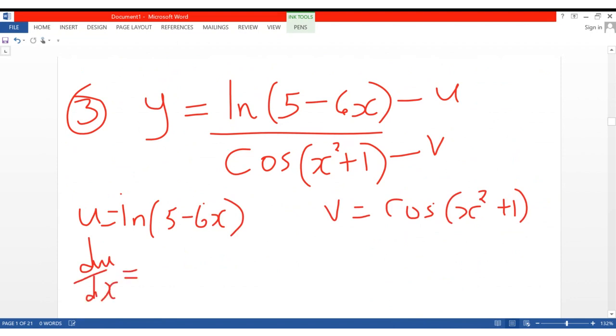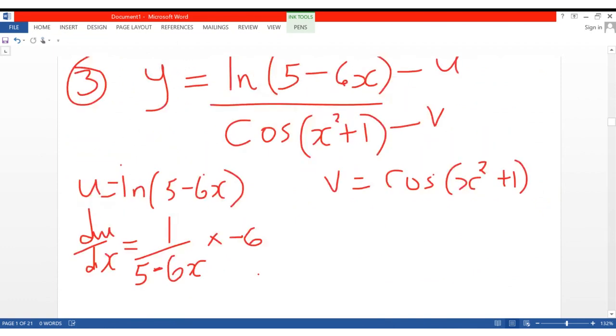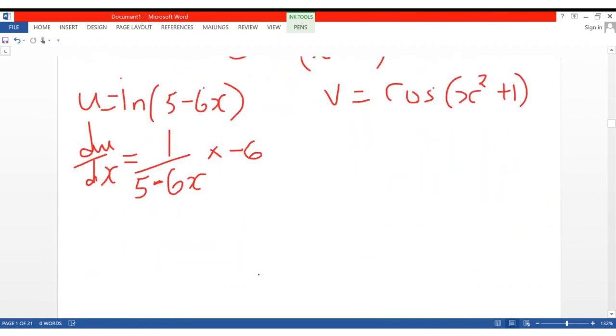When you differentiate ln x, you get 1 over x. When you differentiate ln of something, ln takes everything to the denominator, that is for sure. Very important. But you come inside the bracket now, chain rule: you differentiate 5 minus 6x. Differentiate 5, that is a constant, you get 0. You differentiate this one, you remain with negative 6. So here du dx will be given by negative 6 all over 5 minus 6x.